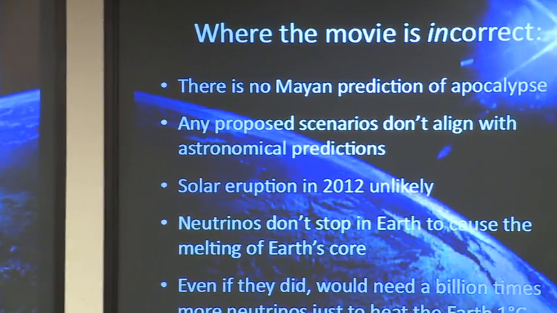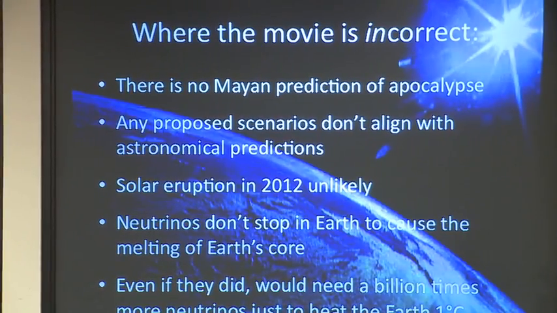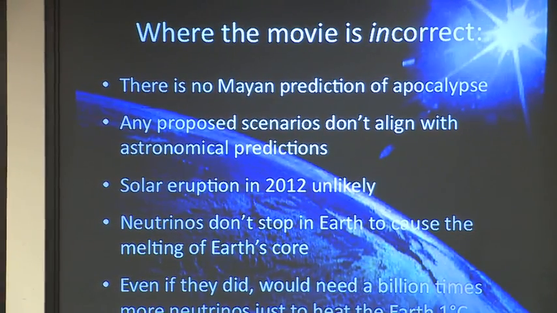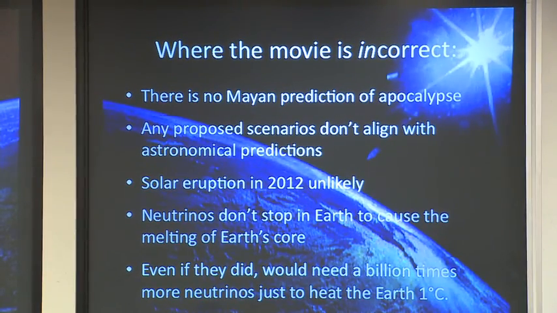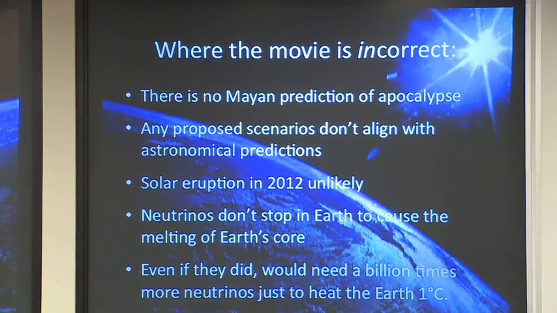there is no such thing as a Mayan prediction of an apocalypse. In fact, there's no clear indication that the Mayans even had the idea of apocalypse in their mythology. That's very much a Judeo-Christian thing. There's no scenario that's proposed in the movie about planetary alignments that's even close to true, and this whole thing about neutrinos causing the heating of the core of the Earth, we should just set aside as, you know, cool science fiction. Okay?